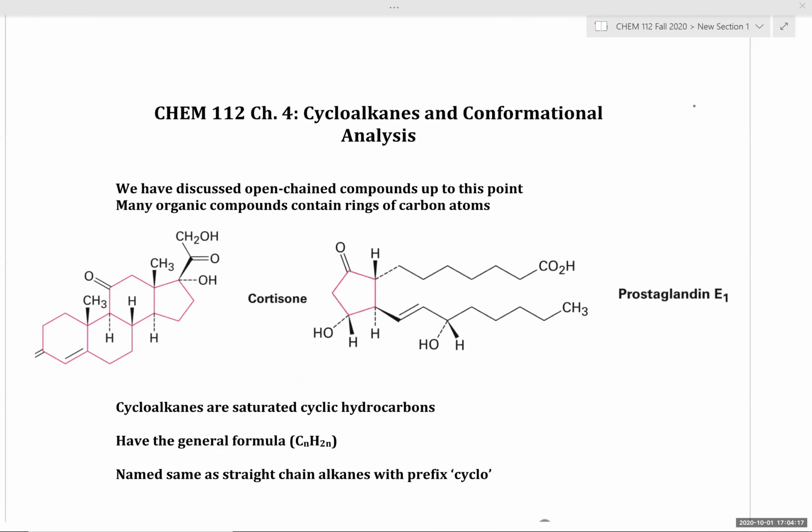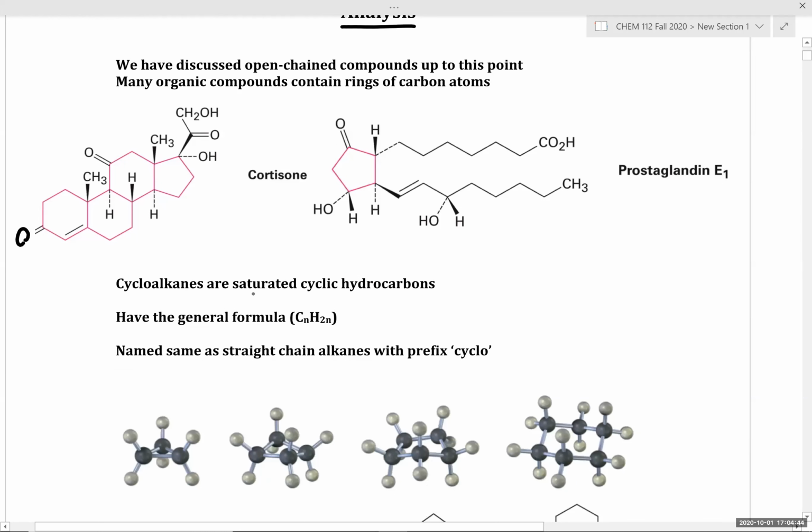So we're getting started with chapter 4 today, which discusses cycloalkanes and conformational analysis of cyclic systems. Now, we've discussed open-chained or linear compounds at this point, but many organic compounds of interest contain rings of carbon atoms, or cycloalkanes. A cycloalkane is formally defined as a saturated cyclic hydrocarbon.